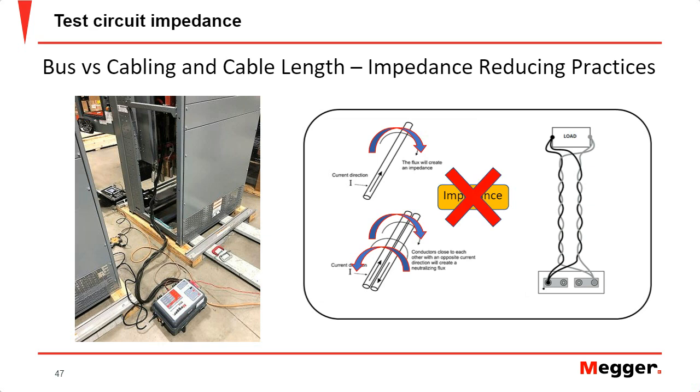But again, your input length to the test set itself, your input power cable connections, as well as the output connections to the breaker, you want to make sure that you keep those as short as possible, because the longer they are, it's going to affect the output of your primary injection test set.